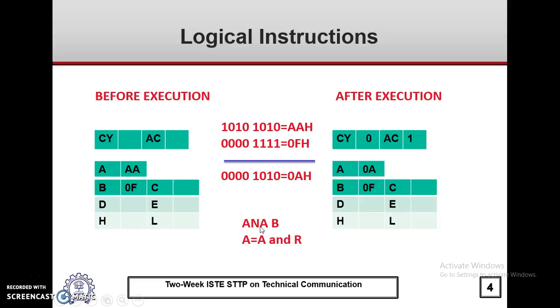This is an instruction ANA B. Content of accumulator is ANDed with the content of register B, and result is stored into register A or accumulator. Now let's see this example.